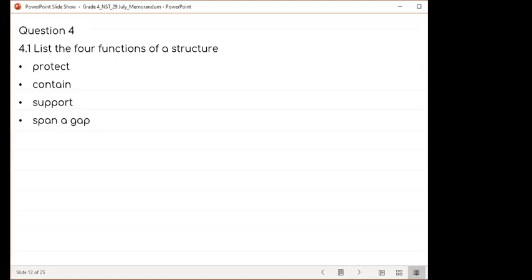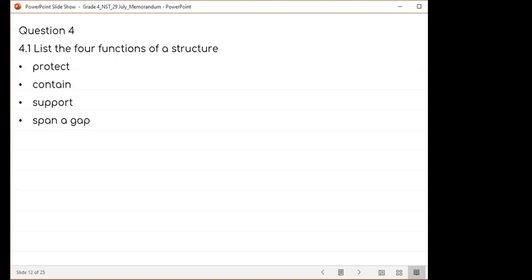And then the third function of a structure is to support. We made an example of how the human skeleton supports the body, and it even supports us to sit up straight, to walk upright. And then lastly is to span a gap. When we talk about spanning a gap, we speak about closing up a gap. All right. So these are the 4 functions of a structure.